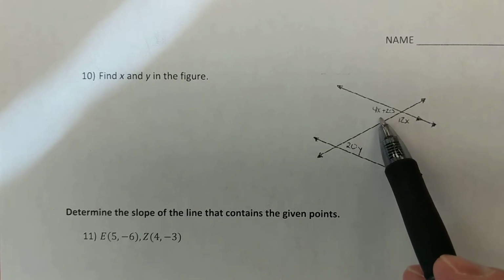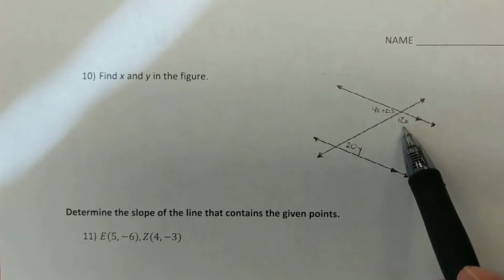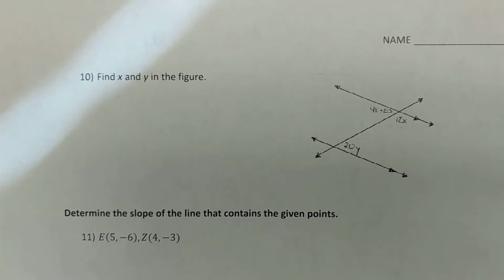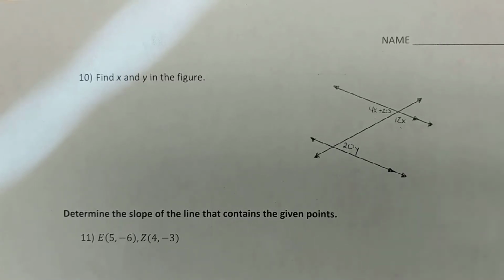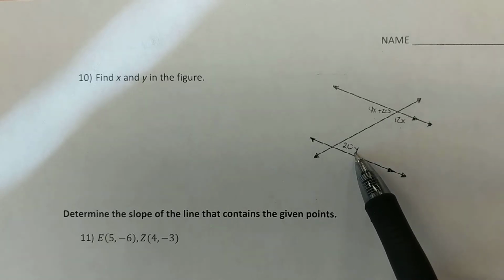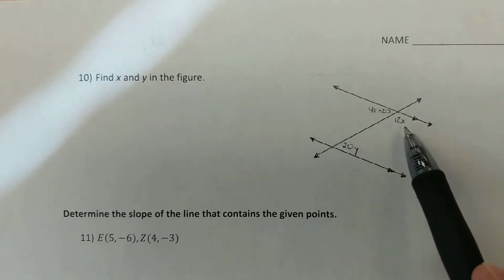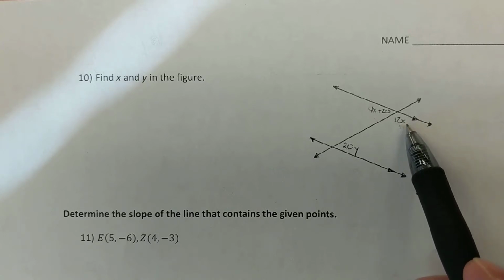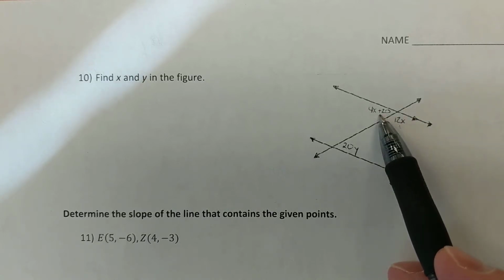So you have this angle labeled as 4x plus 20, that angle is 12x, and that angle is 20y. So there's 3 possible options you can have. Acute angles are equal to each other, so 4x plus 20 is equal to 20y. Obtuse angles are equal to each other, so 12x, but you don't have anything you said equal to. And angles, one obtuse and one acute, have to add up to 180.